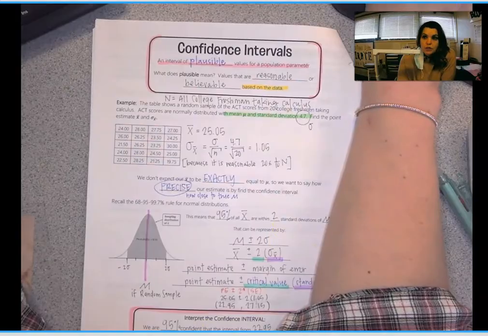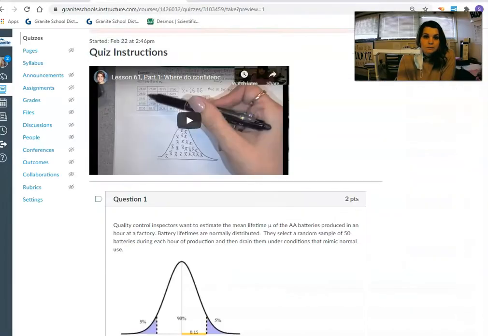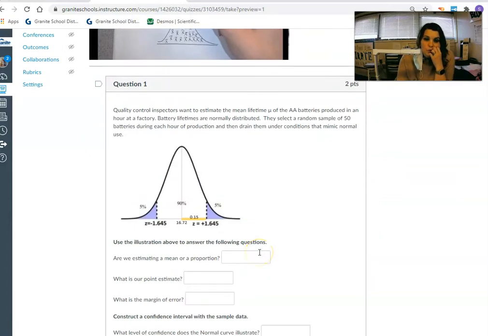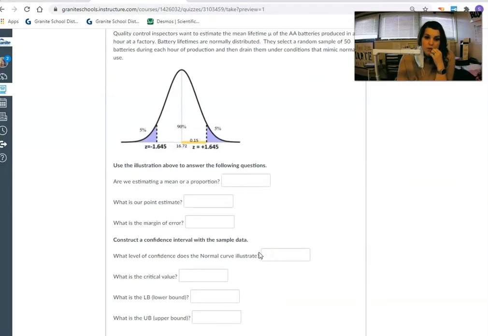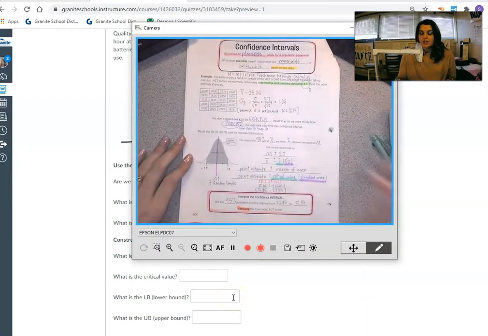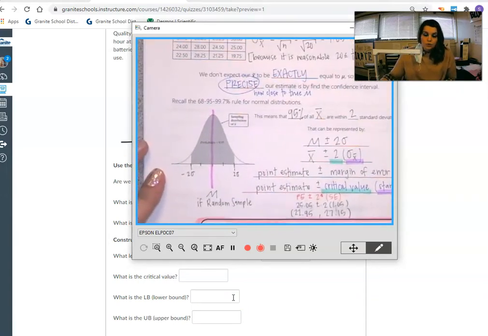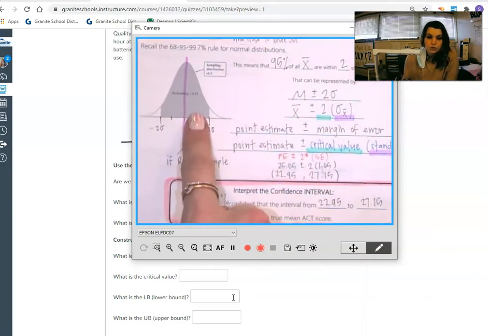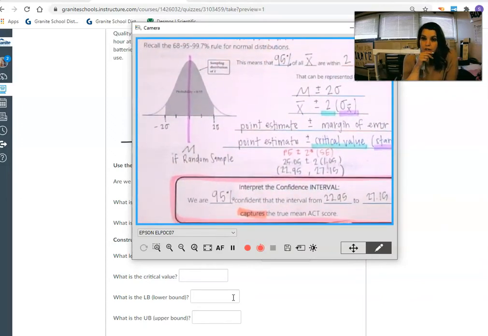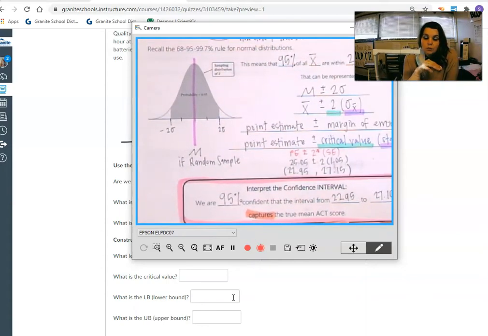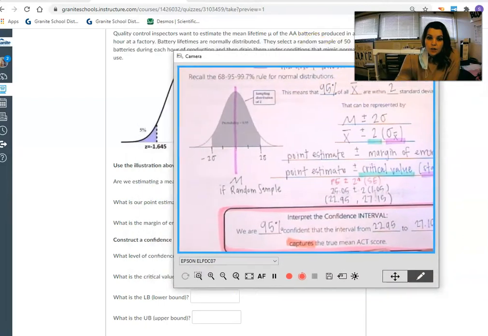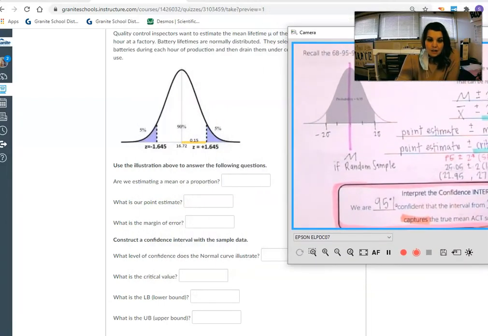Okay, so I'm going to switch over to my quizzes. And I'm going to look at the part 1 quizzes. So this has to do with this page in our notes. So specifically, we're referring to this picture here. And what we're trying to do here is make the connections between the normal curve and where we get a confidence interval from, or how a confidence interval was constructed. So I think that the first few questions are okay.